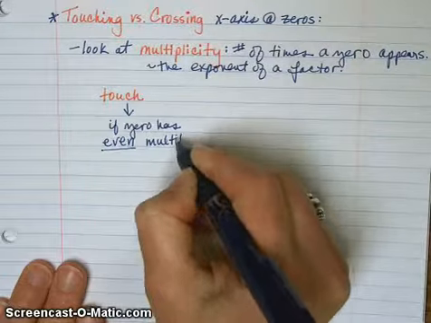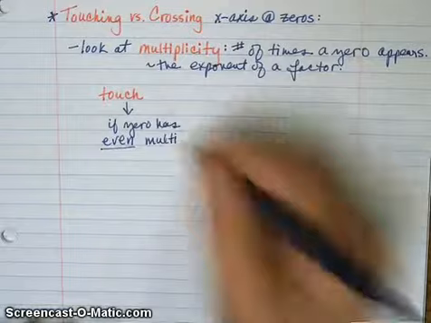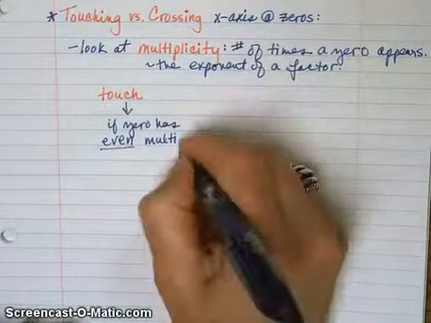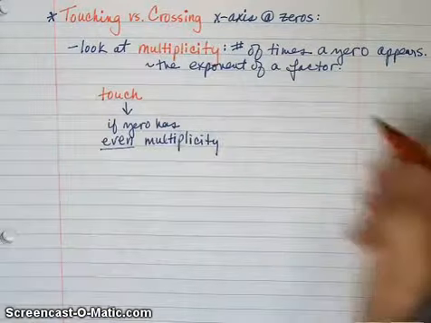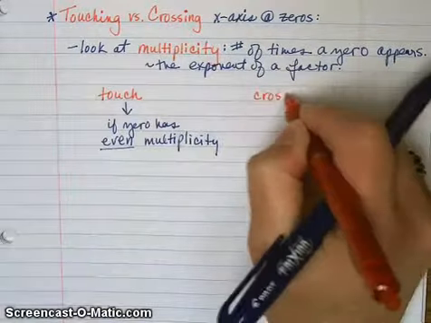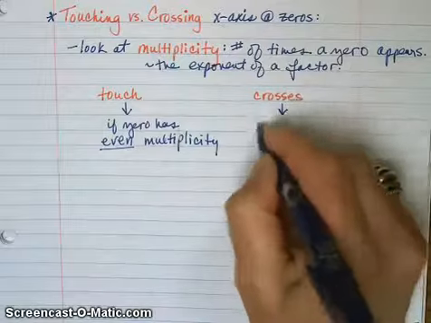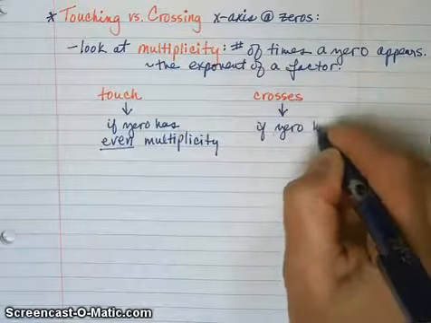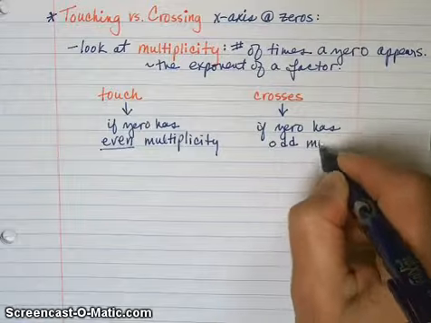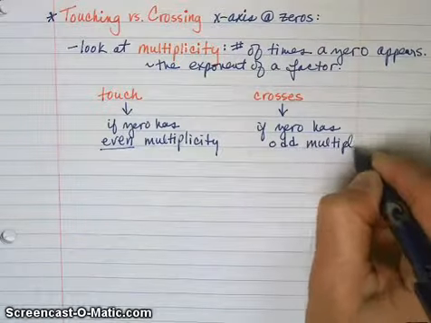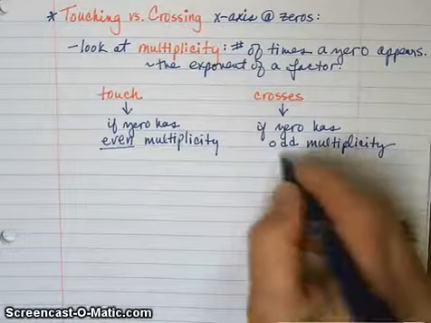I can't spell. Need to erase that. See, I love these pens. Multiplicity. It crosses if the zero has an odd multiplicity. Multiplicity. Yay, got it right. Okay, and you will see this when we start doing the graphs.